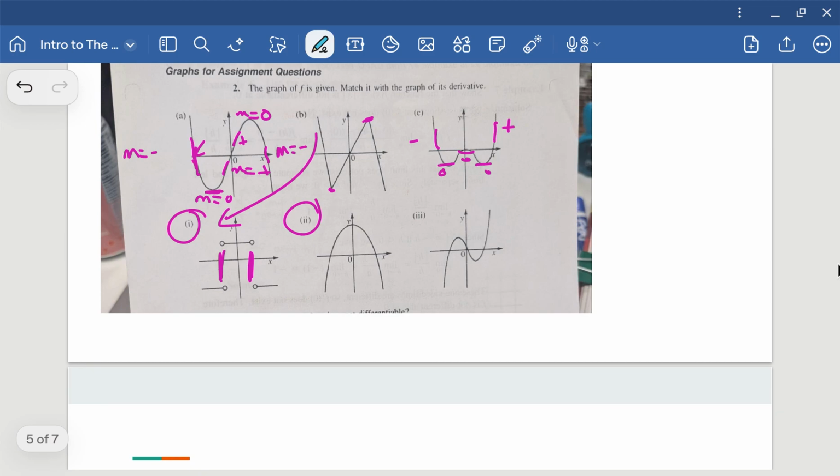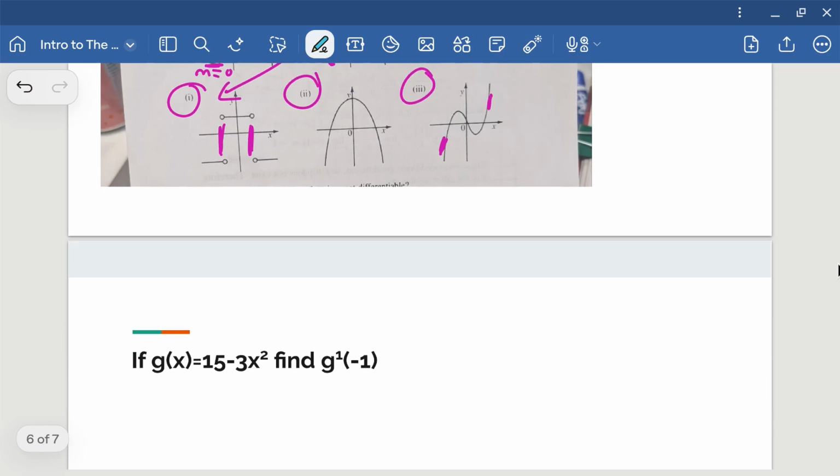And then this last one, you have your slope down here would be negative, right? Because you're decreasing. Slope over here is positive. So we have a negative slope, a positive value here, and then we see what's going on. So it looks like that one will end up being C. So that's looking at graphs.